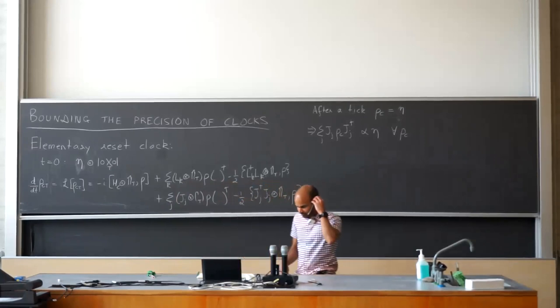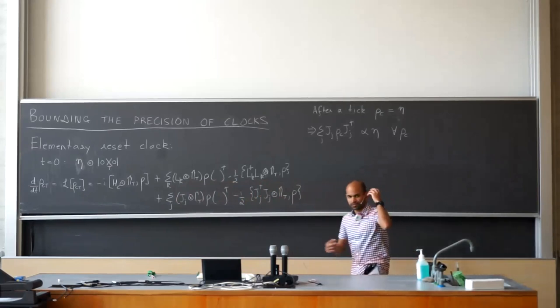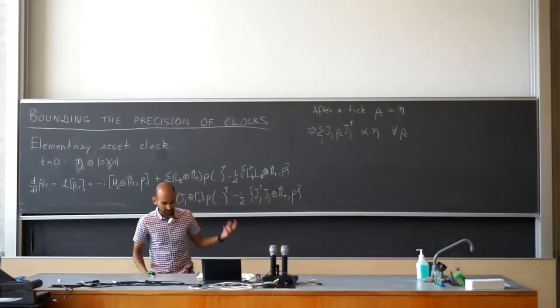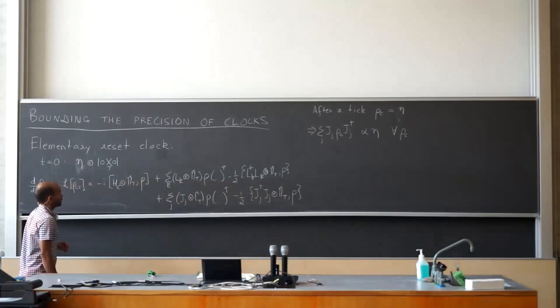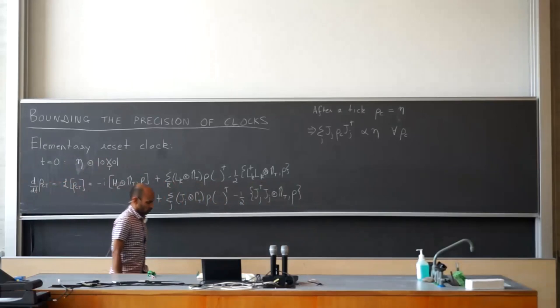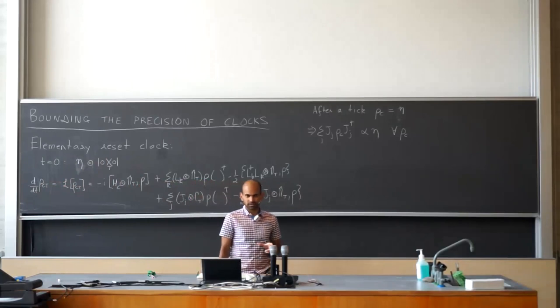a ticking clock. And so today, I would like to give you a glimpse of how we use this modeling and structure that we developed yesterday, and that has been developed for, let's say, the last 6 or 7 years or so. And I'm going to talk about a result that bounds the precision of quantum clocks. Specifically, it bounds the precision of clocks depending on how large their state space is.